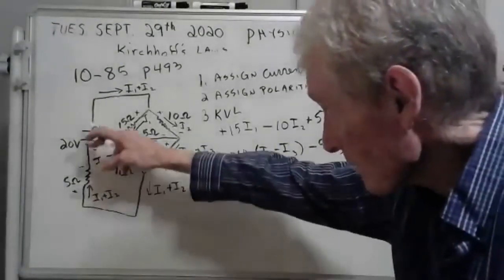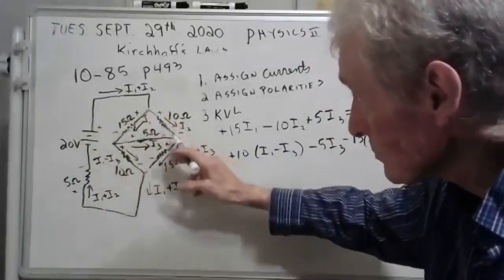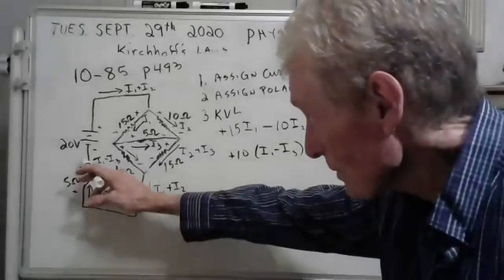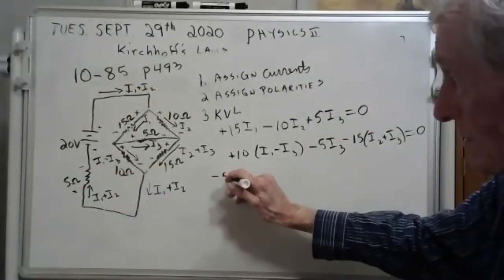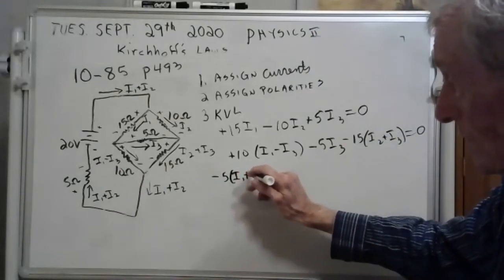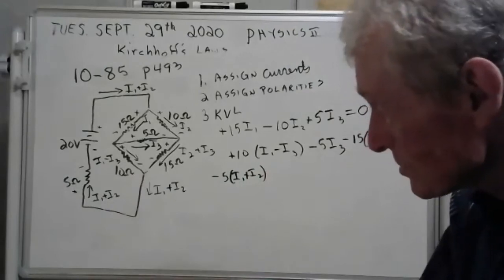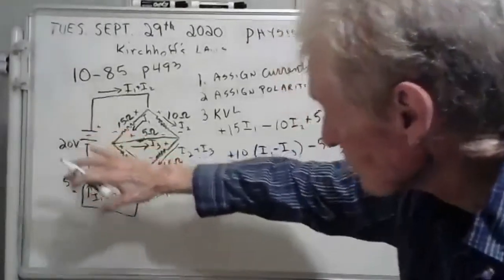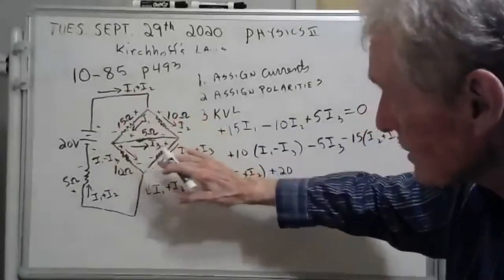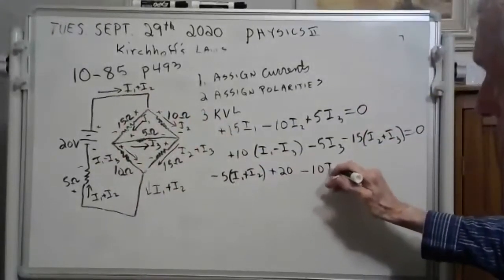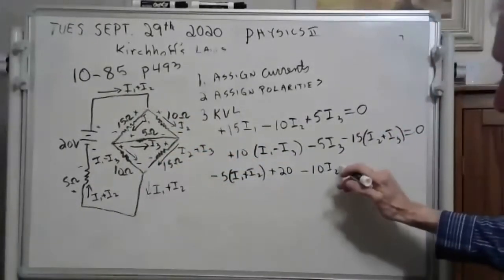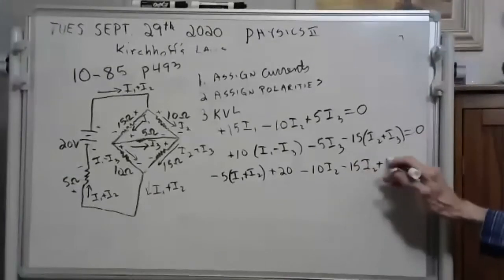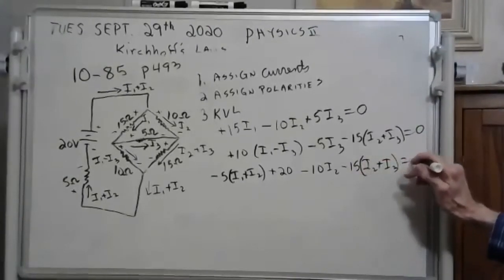And now I need something including the battery. I could do that inside loop, or I could go on the outside. Why don't I go on the outside of the whole thing? I'm going to start here. That's a minus 5 I1 plus I2. Now this is going to be nasty and complicated, but it doesn't scare us. Plus 20. So you go from here to here, it's plus 20. And I'm going to go around the outside. So that's a minus 10 I2. And then this is a minus 15 I2 plus I3. Equals 0.